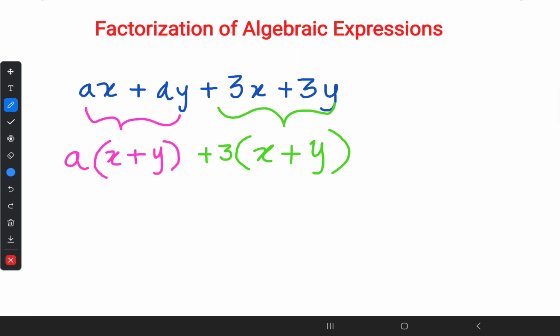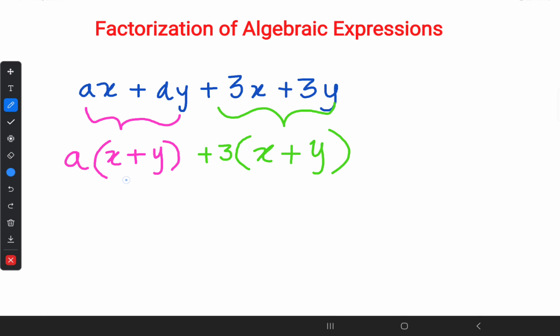For the initial two, a is the common factor. After factorization, it would be a times x plus y. In these two also, 3 is the common factor, so it is 3 times x plus y. Then finally, inside the brackets you should have the same value. If not, your factorization was wrong. When both brackets have the same values, the factorization is correct.